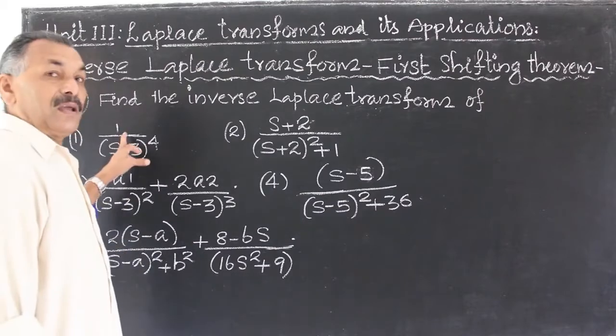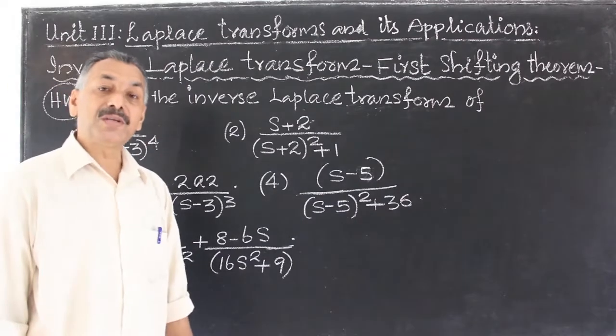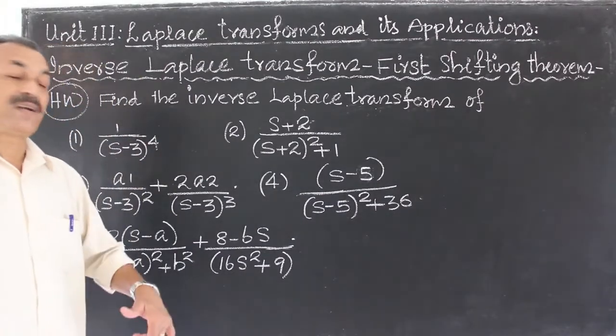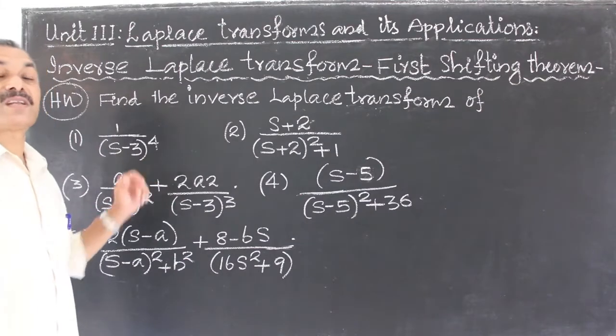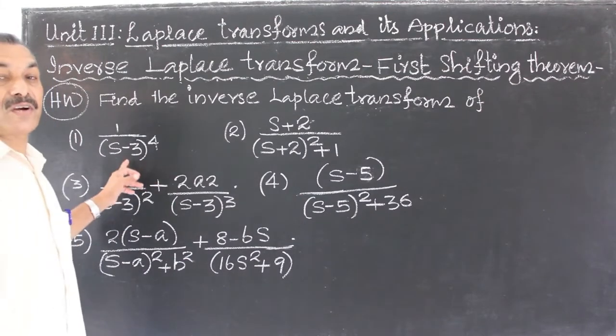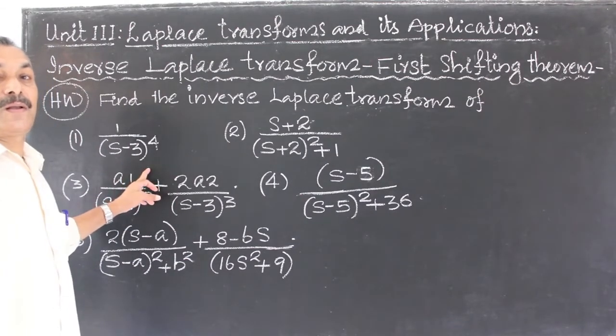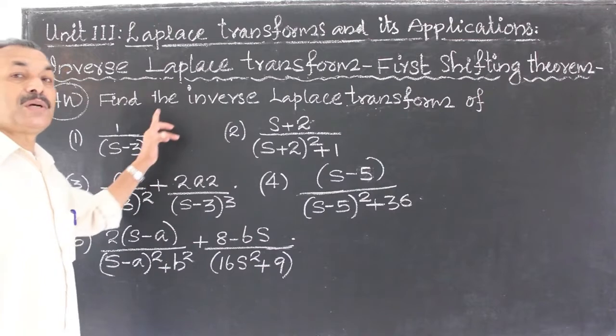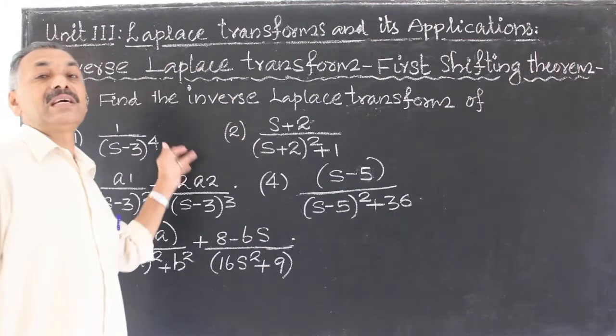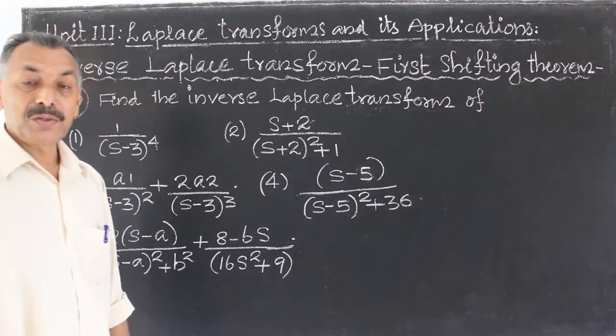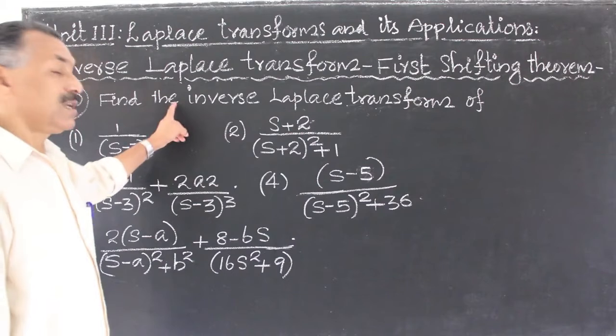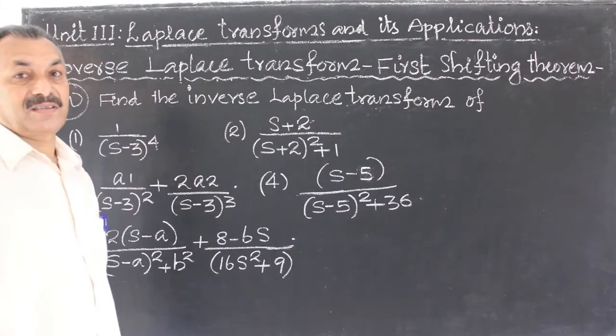Then L inverse of f of s is equal to t cube divided by 6. Then what is L inverse of f of s minus 3? The function f of s minus 3 is equal to e raised to 3t into f of t. That is e raised to 3t into t cube divided by 6.